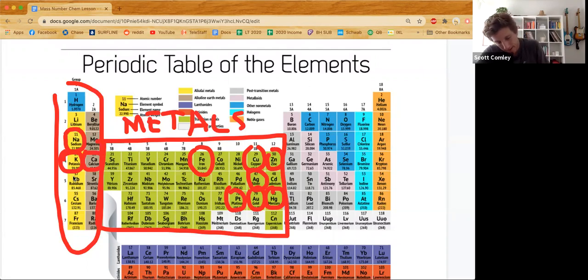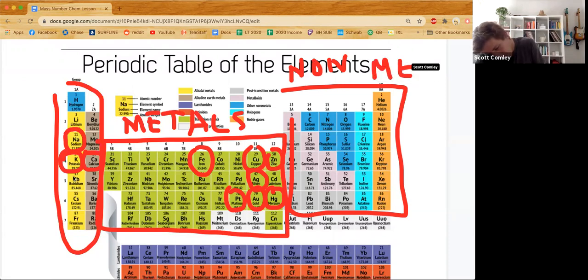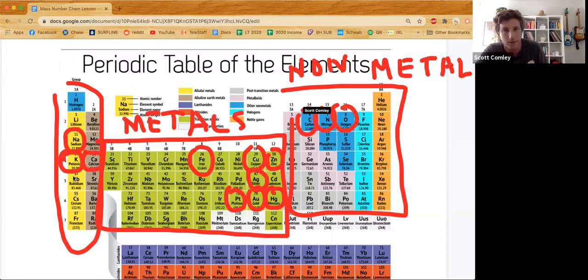And then on this side, here's where you get a lot of the non-metals, so let me write this down, non-metal. You might have heard of these ones: oxygen, nitrogen, carbon. Carbon's in absolutely everything. And the reason I'm showing you these ones is because they're used a lot. When you start to do different equations and chemistry problems with them, you're going to see these elements used a lot.